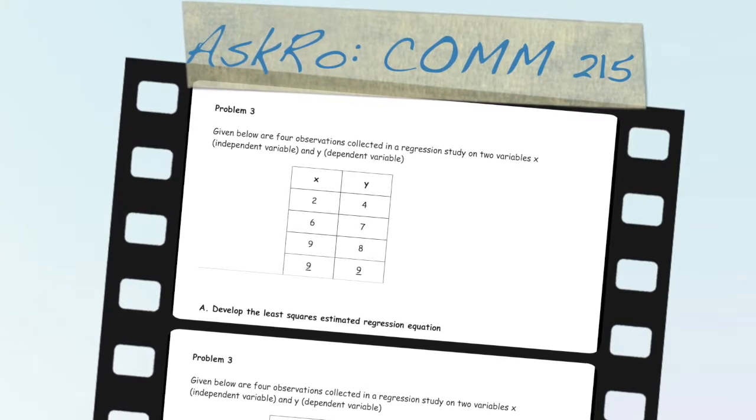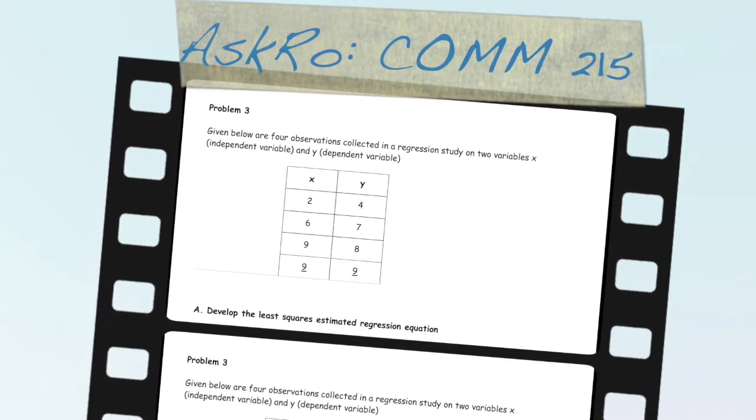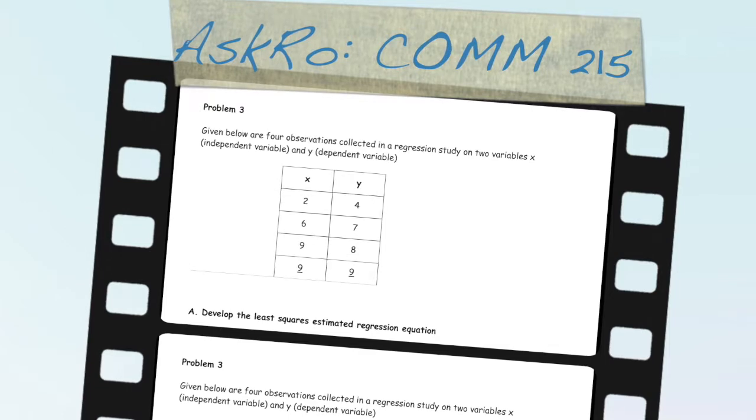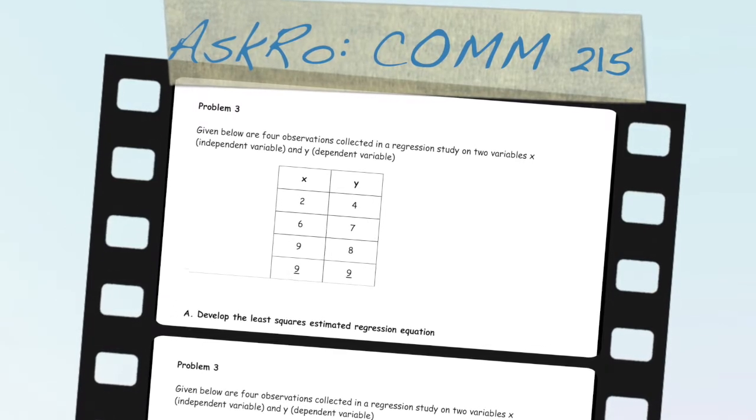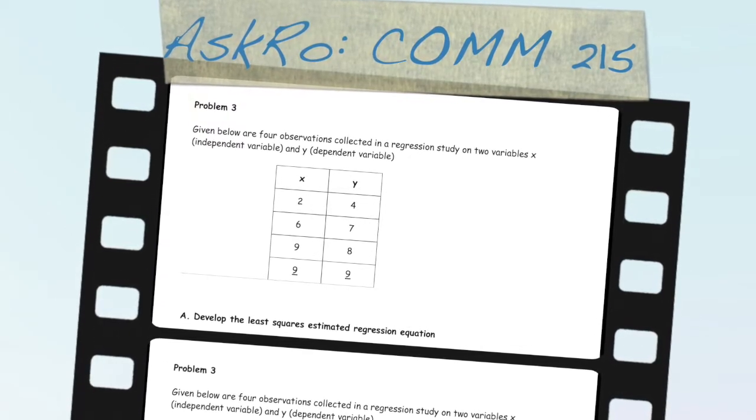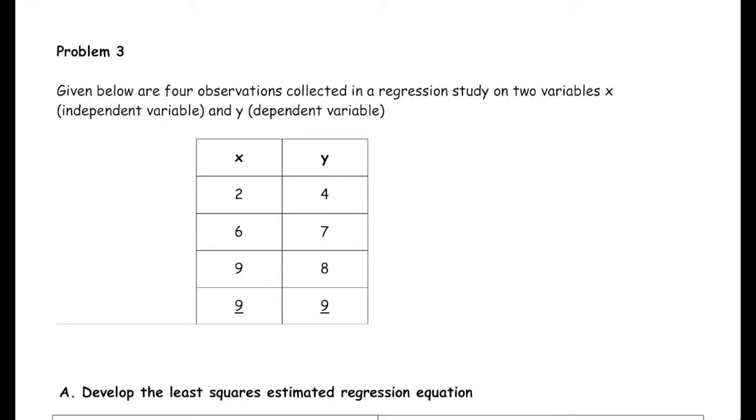So here I was asked a question for COMM 215, Introduction to Business Statistics. Let's have a look. Problem number 3. Given below are 4 observations collected in a regression study on 2 variables, x the independent variable and y the dependent variable. If we have a look at required A, it tells us to develop the least squares estimated regression equation. Now this is very typical of a simple regression question.